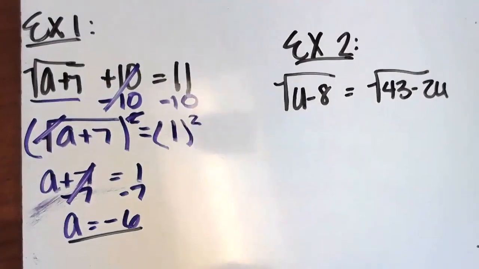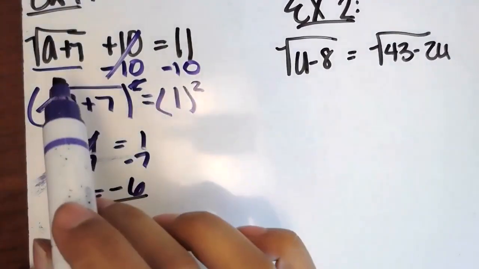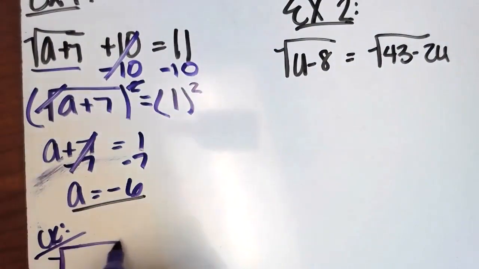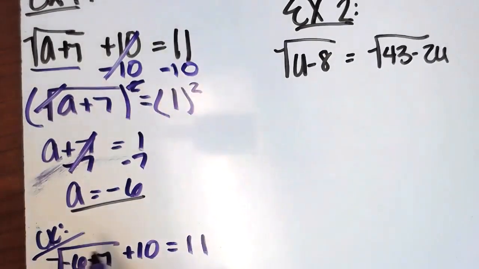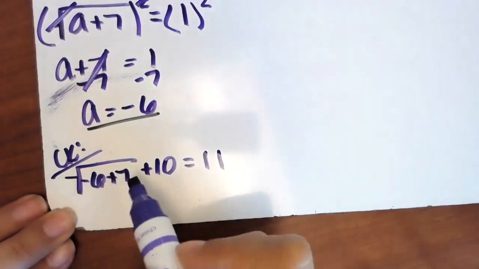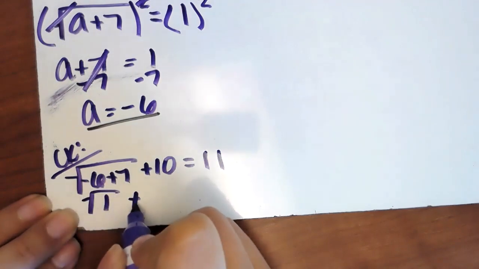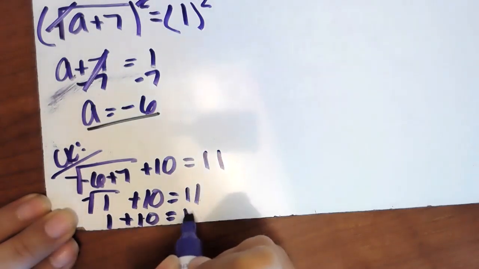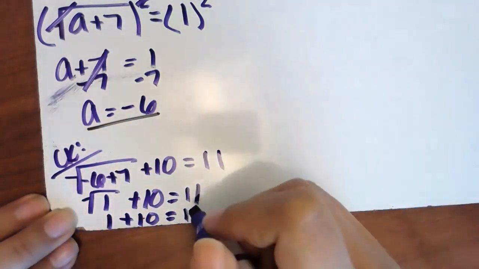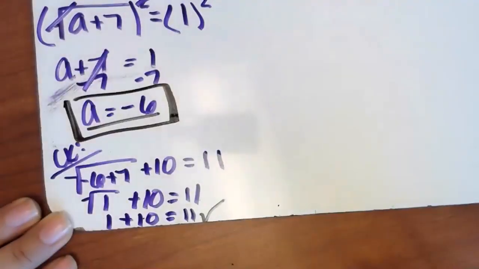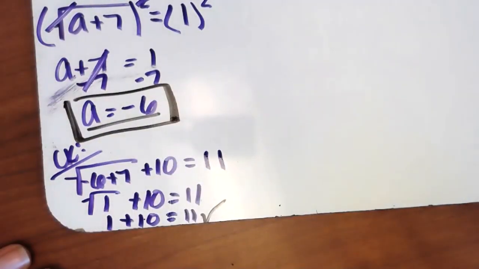Once you get your solution, to check it, you would just plug it back in. So in this case, you would take negative 6 plus 7 plus 10 equals 11, and check to see if that's true. Negative 6 plus 7 is 1, and the square root of 1 plus 10 equals 11. The square root of 1 is 1. And you just ask yourself, is 1 plus 10 equal to 11? In this case, it is. This checks out. It's a true equation, so this is a true solution, and you would just box it.